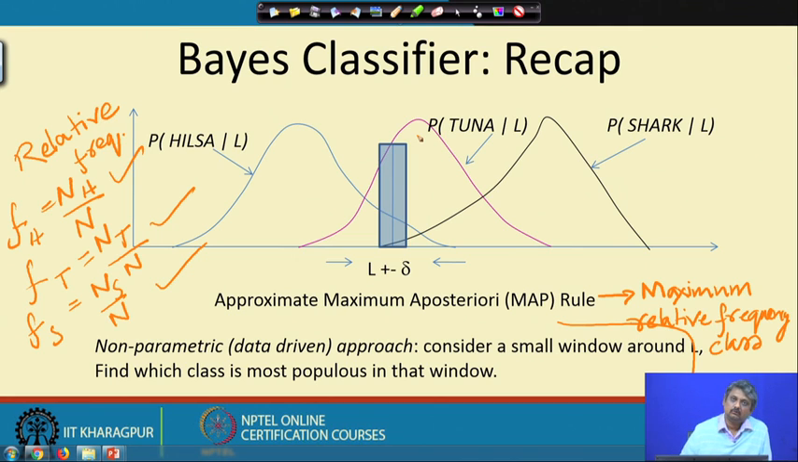Okay. So, note further that I can actually do one more thing. Since this denominator n is same for all these classes, I can just drop it. Still the top class would have the highest count. Okay.